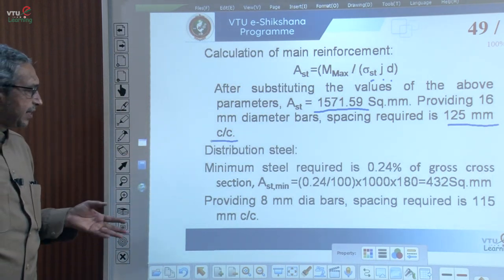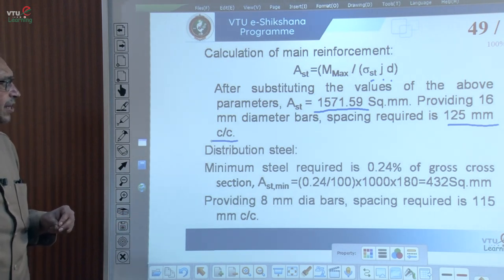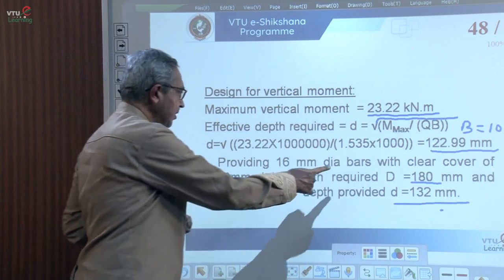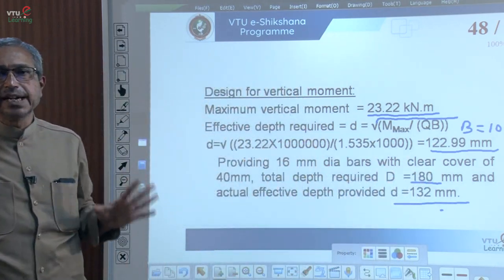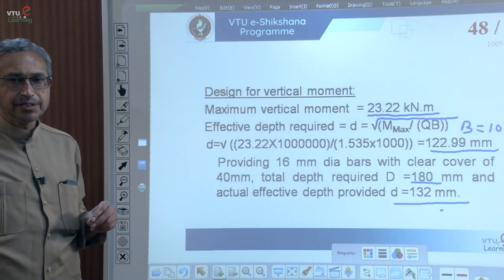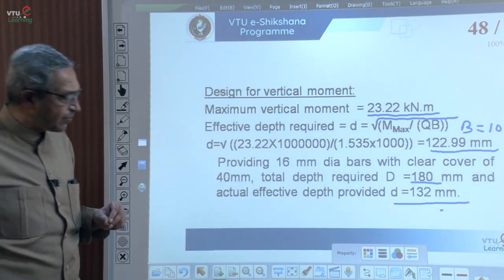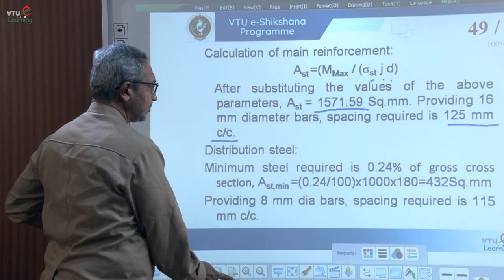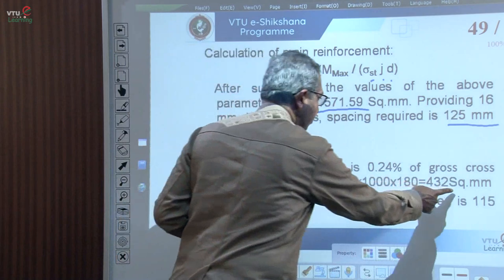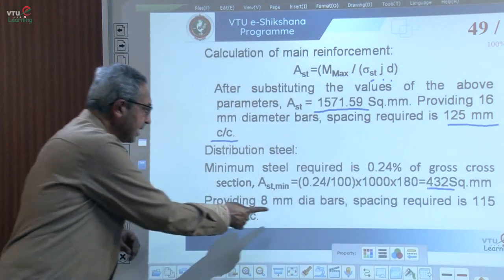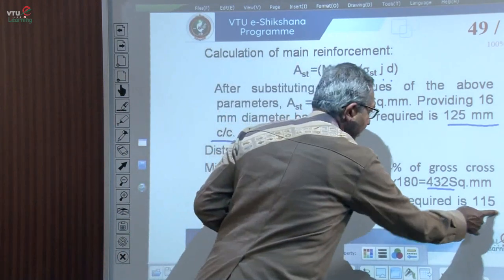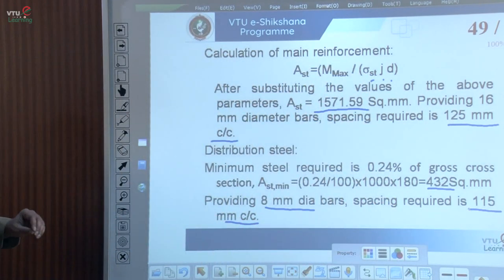Next, distribution steel, the minimum steel. Since the maximum thickness of the section provided is 180 mm, which is less than 200 mm, and the maximum dimension of the tank is also less than 15 meters, the minimum steel requirement is 0.24% for deformed bars of Fe 415. The minimum steel required is 0.24%, which comes to 432 square mm. So, providing 8 mm dia bars, the required spacing is 115 mm center to center. So, these are the requirements for the main reinforcement.